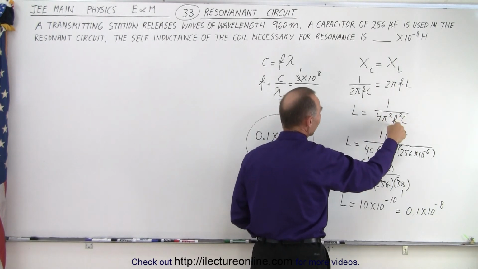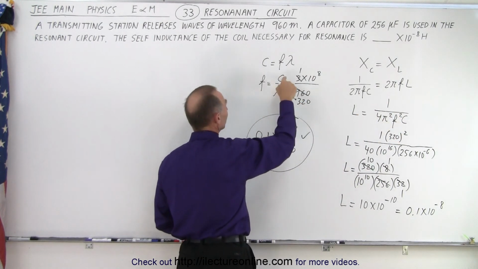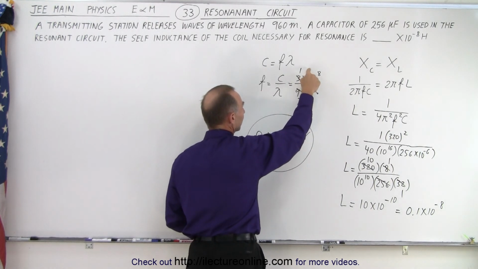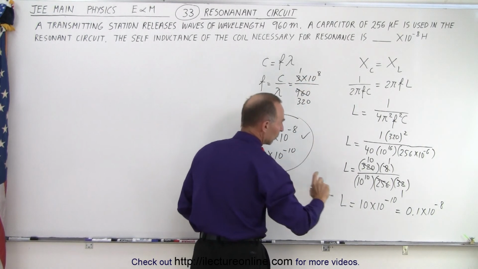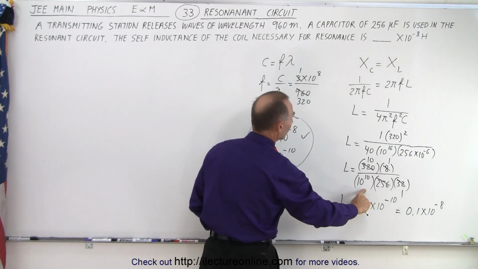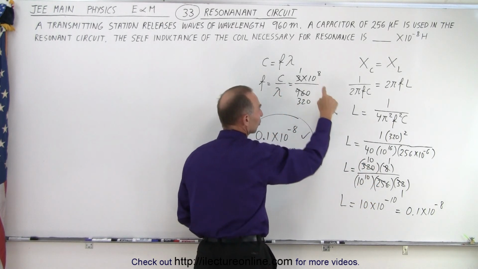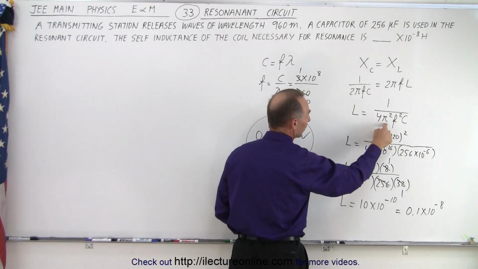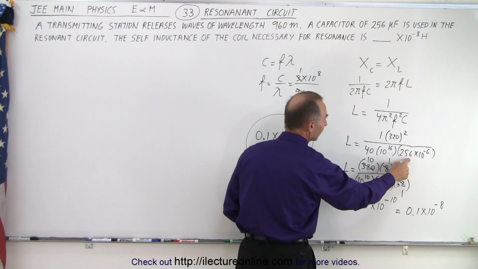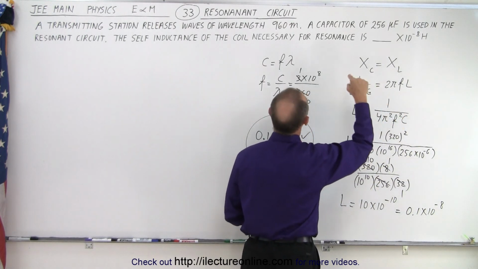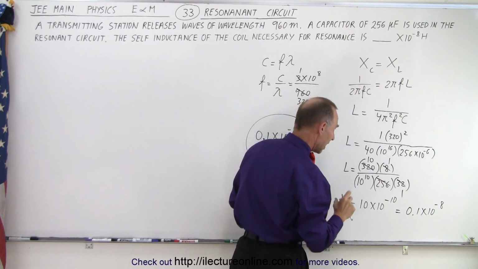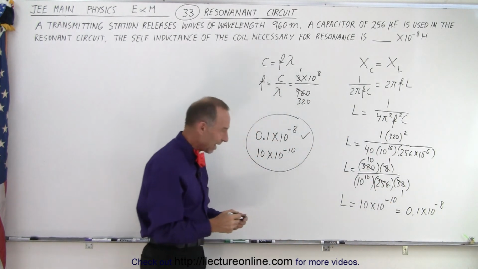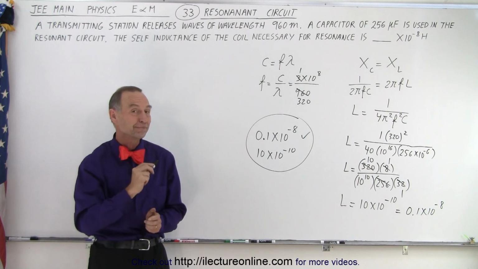We realize we need F. F can be found by taking F equals C over lambda, the speed of light divided by 960, that becomes 1 times 10 to the 8 divided by 320. We plug that in here, so notice we have to square that. 10 to the 8 squared is 10 to the 16th, 320 squared is 320 squared, 4 pi squared is about 40. We have 256 times 10 to the minus 6 because we have microfarads, and then a little bit of magic with the arithmetic, and this is the answer that we get. And that is how it's done.